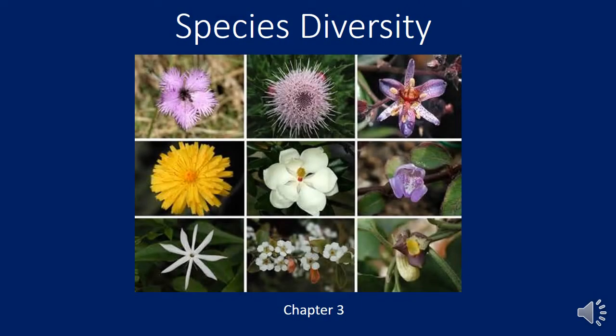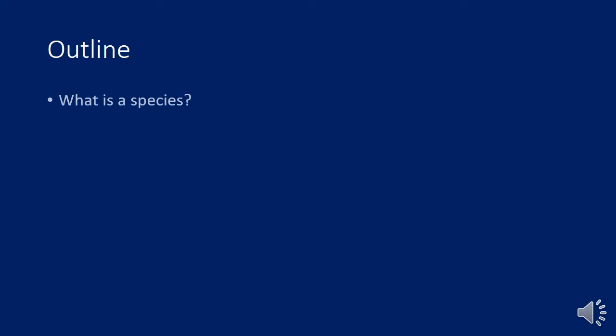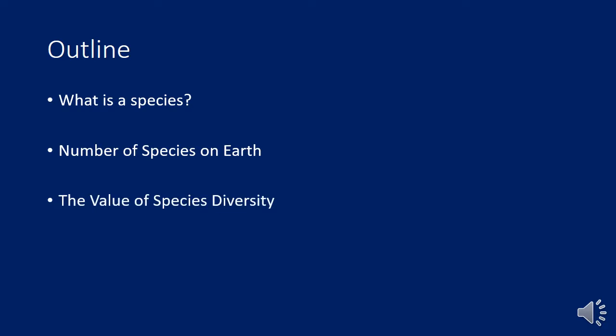Welcome back. Today we're going to talk about Chapter 3, species diversity. So today we're going to talk about what is a species. When we say the word species, how do we define that as biologists? What does that mean? It can be different for different groups of organisms. We'll see that. How many species are there on planet Earth as a whole? Why should we care? What's the value of having all these different species?